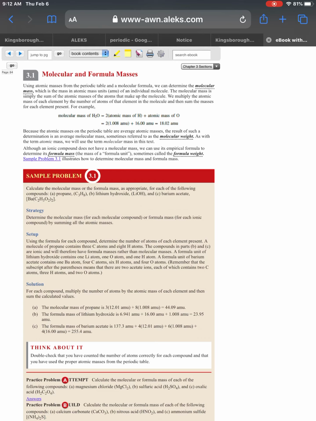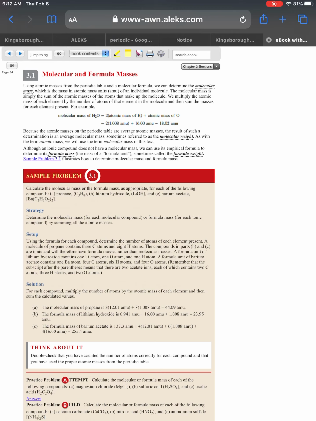Okay? So here's a sample problem. Calculate the molecular mass or the formula mass, as appropriate, for each of the following compounds. Propane, which has the formula C3H8, lithium hydroxide, LiOH, and barium acetate, Ba[C2H3O2]2. Look at all those parentheses and brackets and subscripts. So with this one, what you would do is you would use the periodic table and you would look up the atomic masses of each of the atoms in that substance and then add them together.